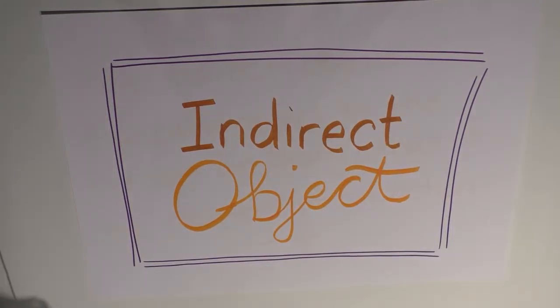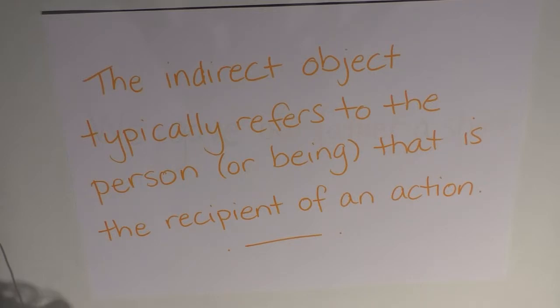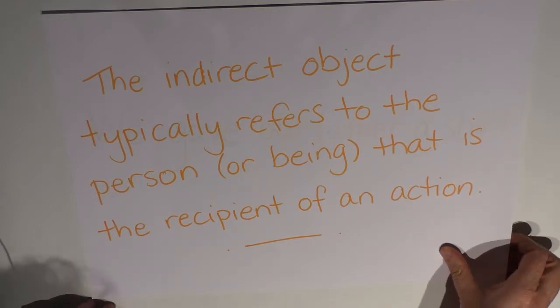This is episode 35, the indirect object. Now I mentioned in video 29 that there are two types of objects, the direct object and the indirect object. We have spent some time looking at the direct object, so we're going to turn our attention now to the indirect object. The indirect object typically refers to the person or being that is the recipient of an action.